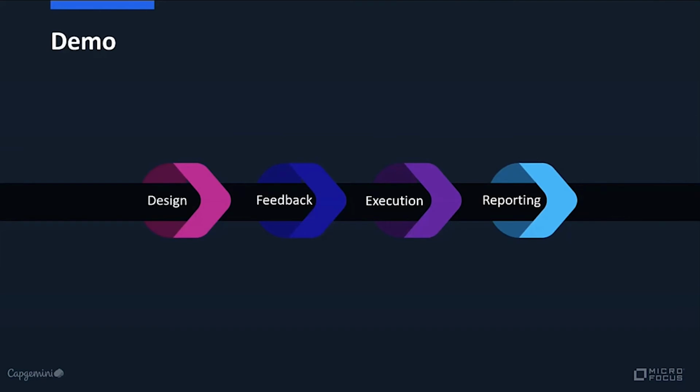Later, we will see the feedback mechanism, which is an embedded part of the UFT One solution itself. When the AI-based object recognition doesn't happen the way the user is expecting, or any feedback needs to be provided, you can use the embedded feedback mechanism and help us keep our AI model up to date.